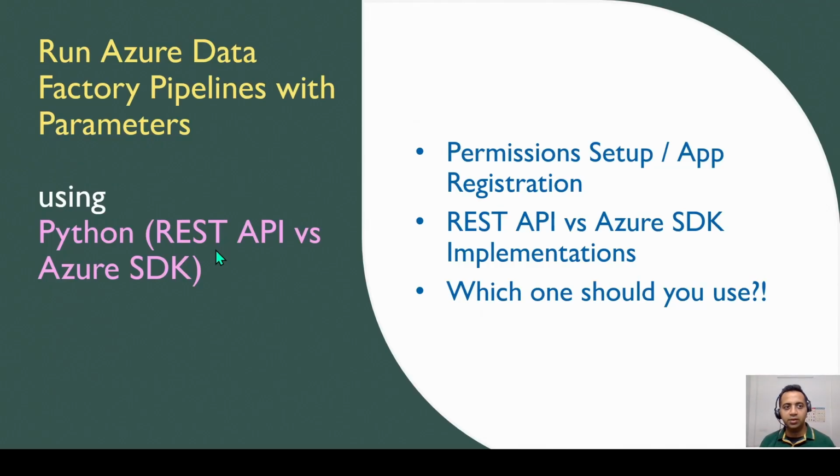Hi everyone, in this video we will cover how to run Azure Data Factory pipelines, or synapse pipelines, with parameters using Python. We will discuss two approaches, one very standard REST API versus Azure SDK. The high level flow of the demo will be, first we will be setting up the app registration, which is the permission setup basically, and then both the implementations, REST API and Azure SDK, and then we'll touch upon which one should you use in your specific situations.